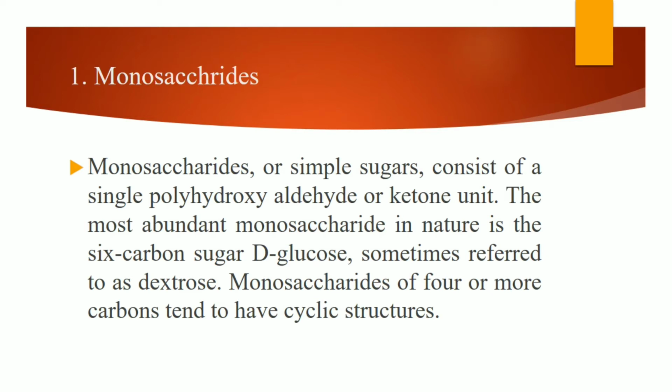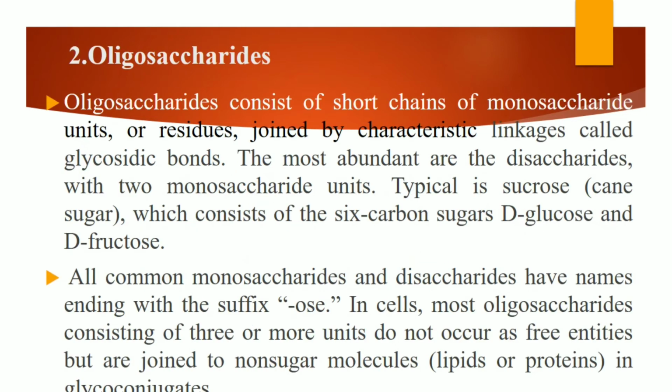The most abundant monosaccharide in nature is the 6-carbon sugar, that is D-glucose, sometimes referred to as dextrose. So glucose is also called dextrose. Monosaccharides of 4 or more carbons tend to have cyclic structure.